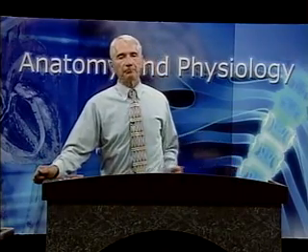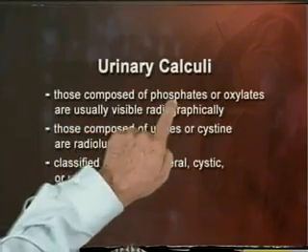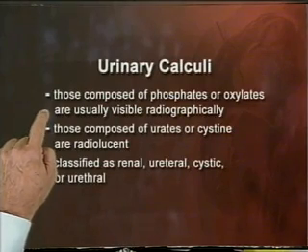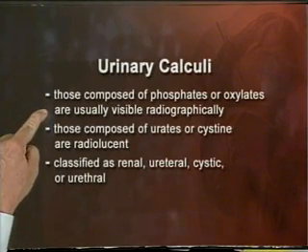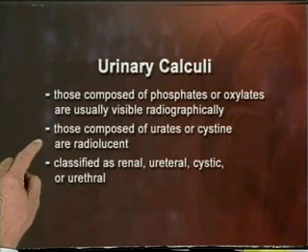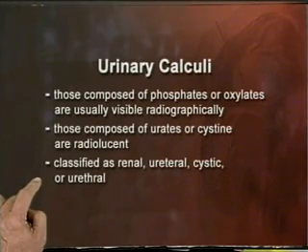They basically form as precipitations, and they can be formed of a lot of different kinds of minerals. Let's take a look at a graphic that summarizes some facts about urinary calculi. They can be formed of phosphates or oxalates, and usually those are radiographically visible. In other words, if the principal minerals in them are phosphate or oxalate type materials, then we usually see those radiographically on a standard film. They can also be formed, however, of urate crystals or cysteine, and those usually cannot be picked up radiographically. And again, they're classified, depending on where they are, as renal, ureteral, cystic, or urethral.